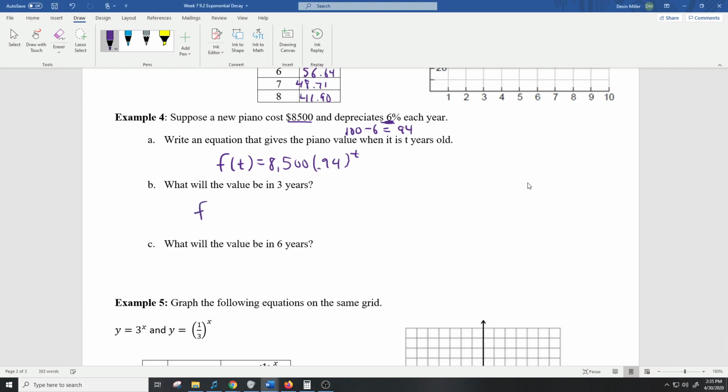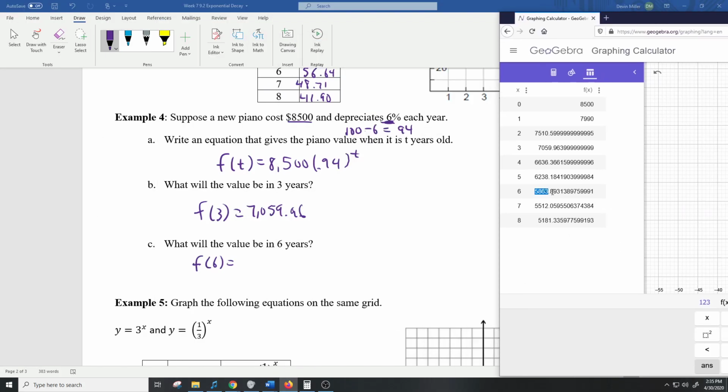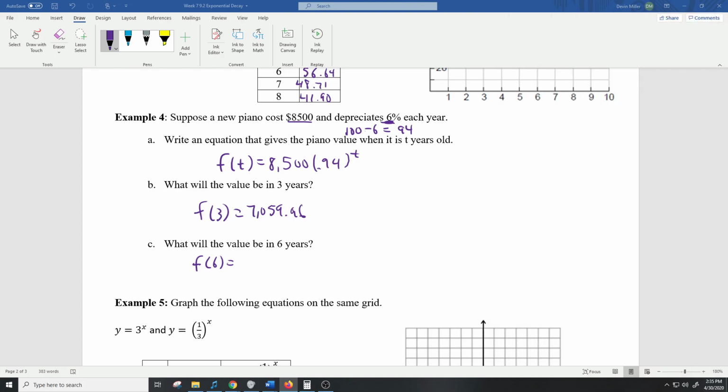So we can actually say f of 3, and just put our answer here, 7,059.96. And then f of 6, just look at the value. At 6, it's 5,863. You'll know you did something wrong if you put the equation in and your values are going up instead of down.